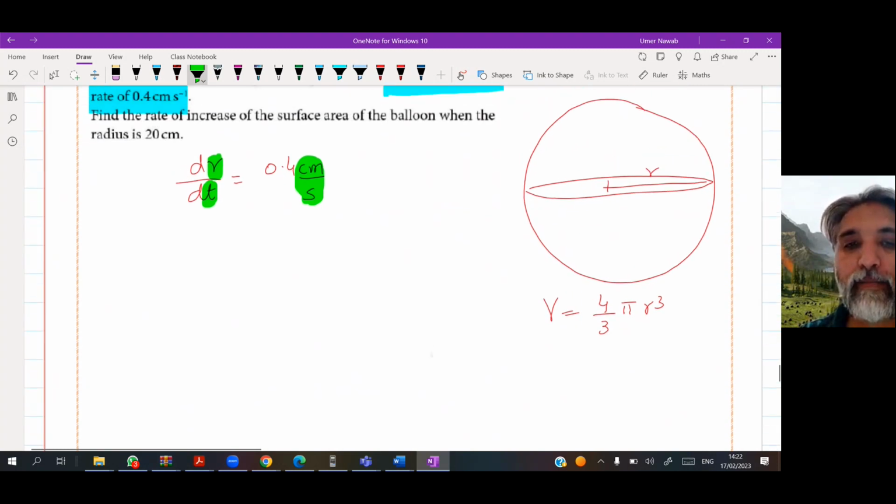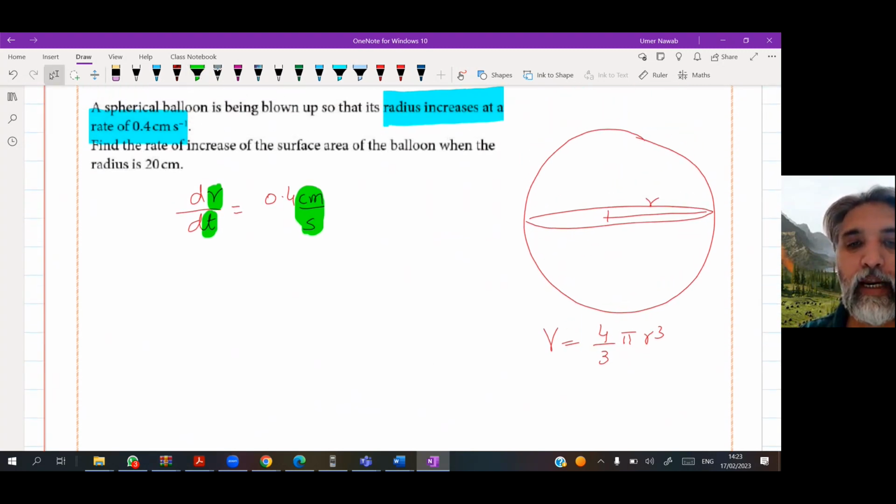Guys, can I find the rate of increase of surface area? Wow, he's talking about the rate of increase of surface area. So what is the surface area formula?